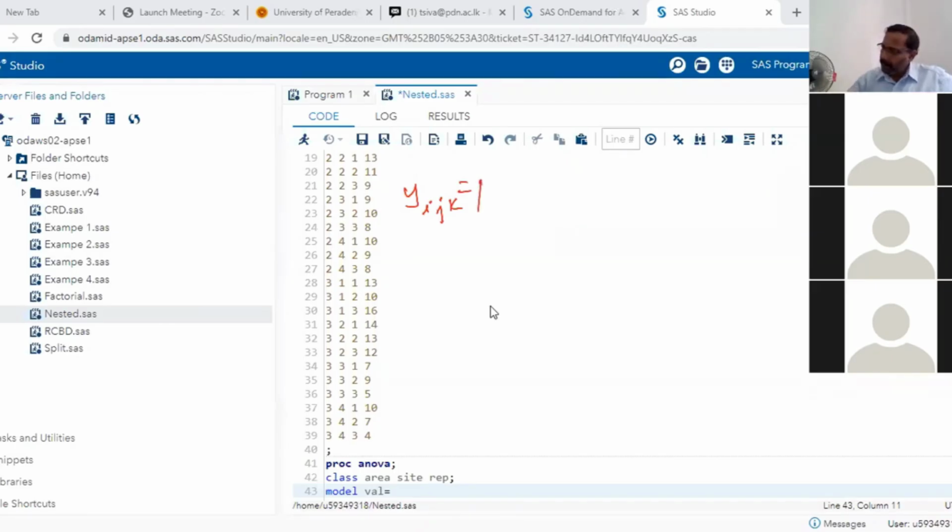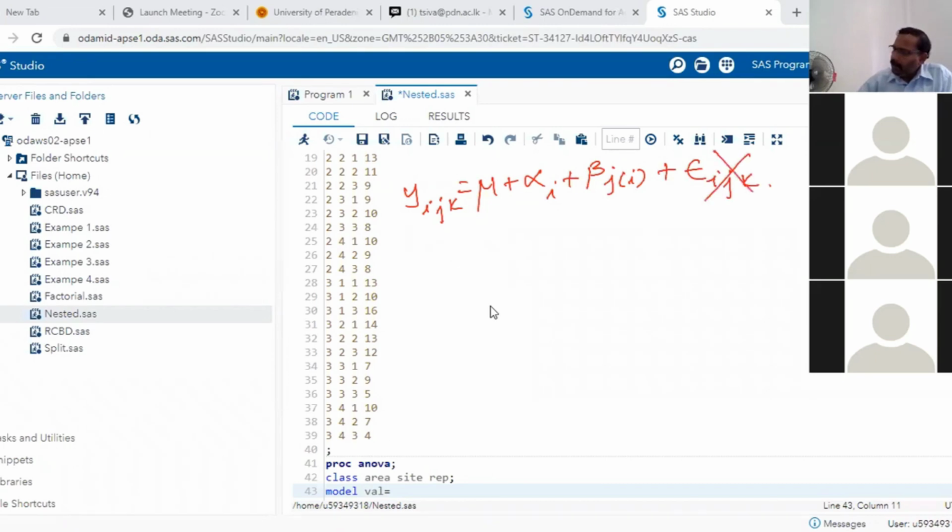Mu plus, let's say alpha_i, plus beta_j, beta_j nested into i in brackets, plus e_ijk, the error. So this is the model.